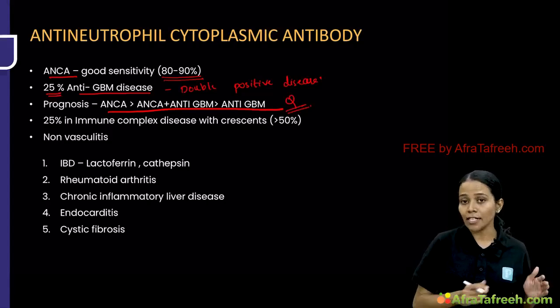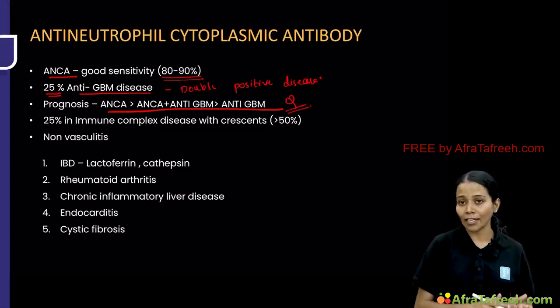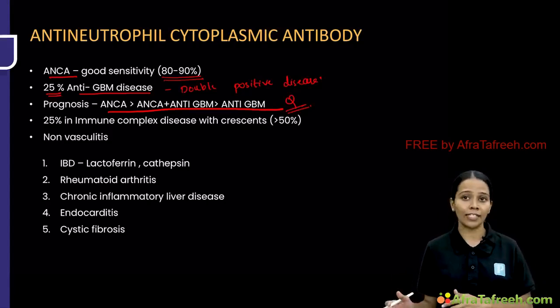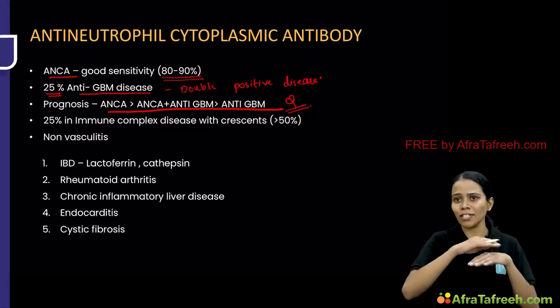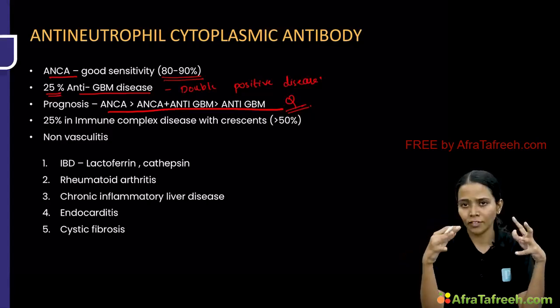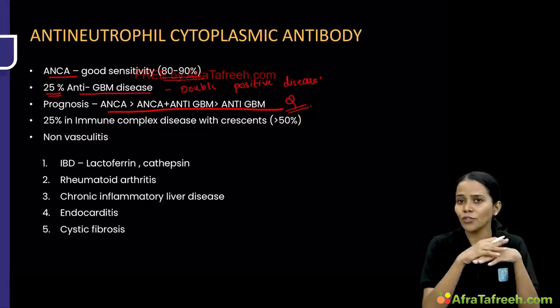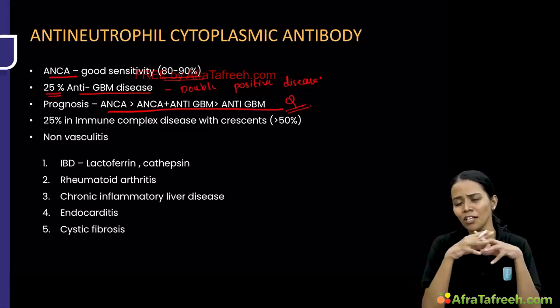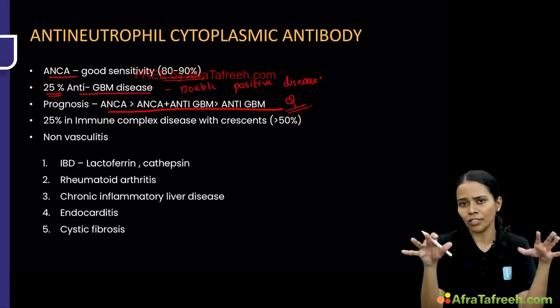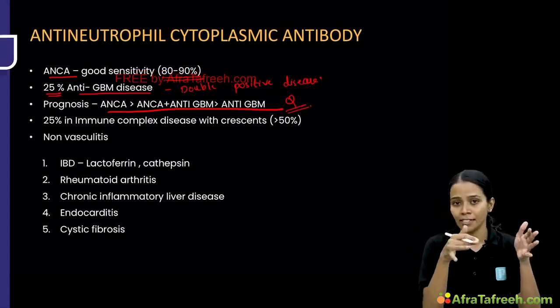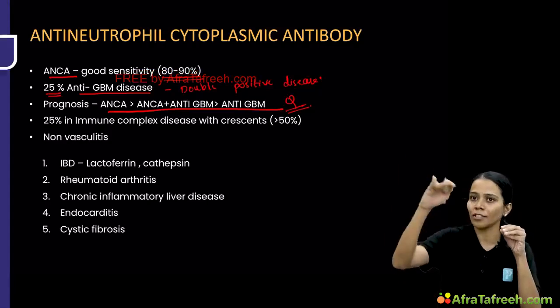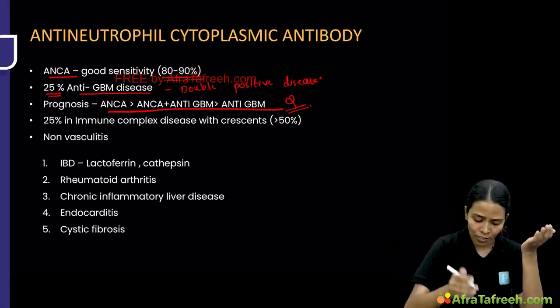So, ANCA has a better prognosis than ANCA plus anti-GBM. Okay. Anti-GBM has the worst prognosis among these because it comes as a single hit, and it's going to cause circumferential full crescents and destroy the kidney. But in ANCA and ANCA plus anti-GBM, this is lesser because it's going to be a smaller and continuous insult. Okay. So this is important.